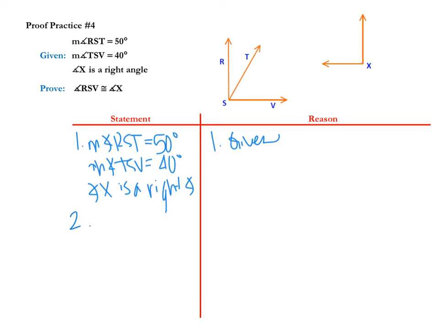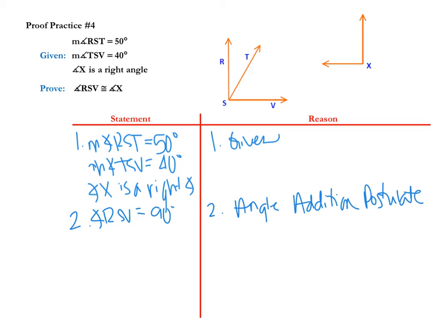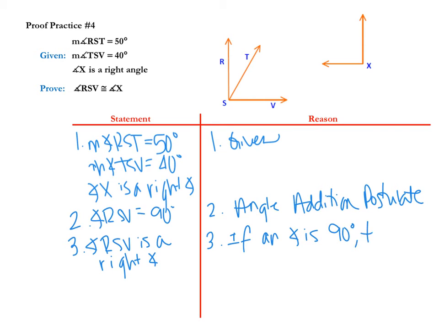So what we first need to do is state that the measure of angle RSV equals 90 degrees. That is by the angle addition postulate. You actually learned that in chapter 1. And if an angle is 90 degrees, we know it's a right angle. So angle RSV is a right angle. And again, it would be because if an angle is 90 degrees, then it is a right angle.